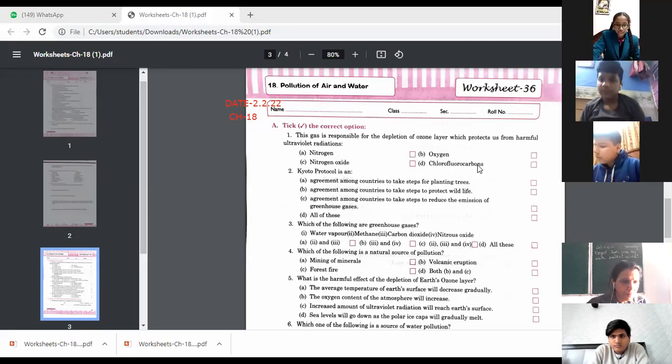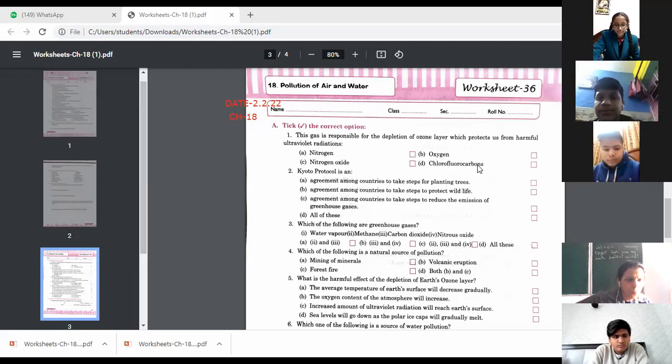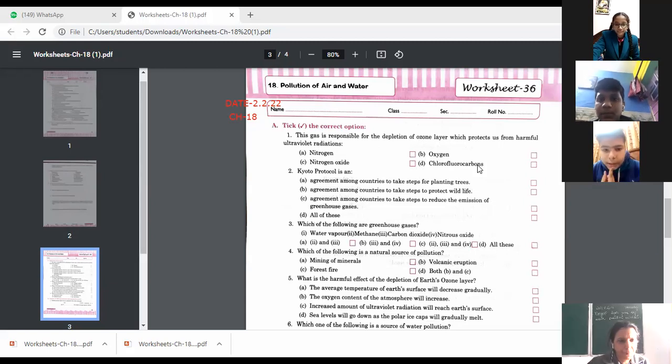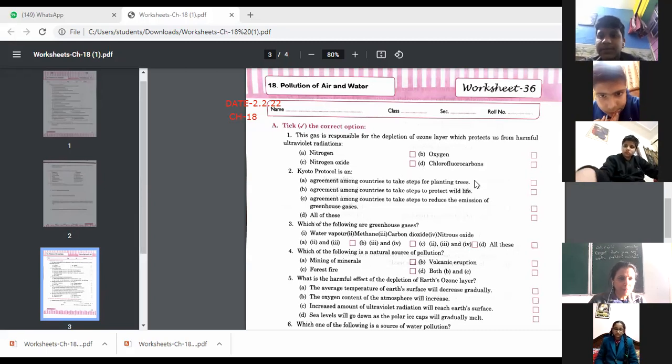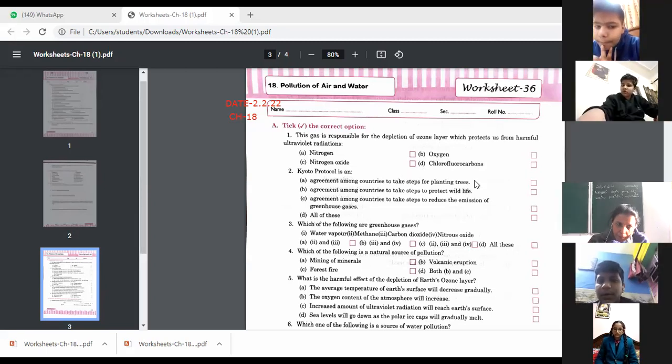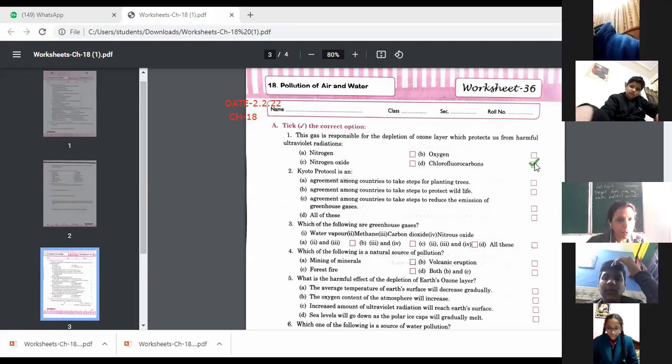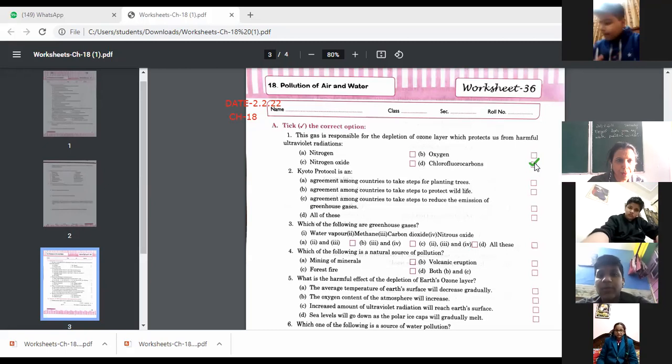Harshit Tyagi, according to you, what is the right answer? Ma'am, option A, nitrogen. Okay. Harshit Singh, you also tell then. Ma'am, CFC, chlorofluorocarbons. Okay. Sarthak Sehgal, what do you say? Ma'am, chlorofluorocarbons. Yes, chlorofluorocarbon. D option is the right answer for depletion of the ozone layer.